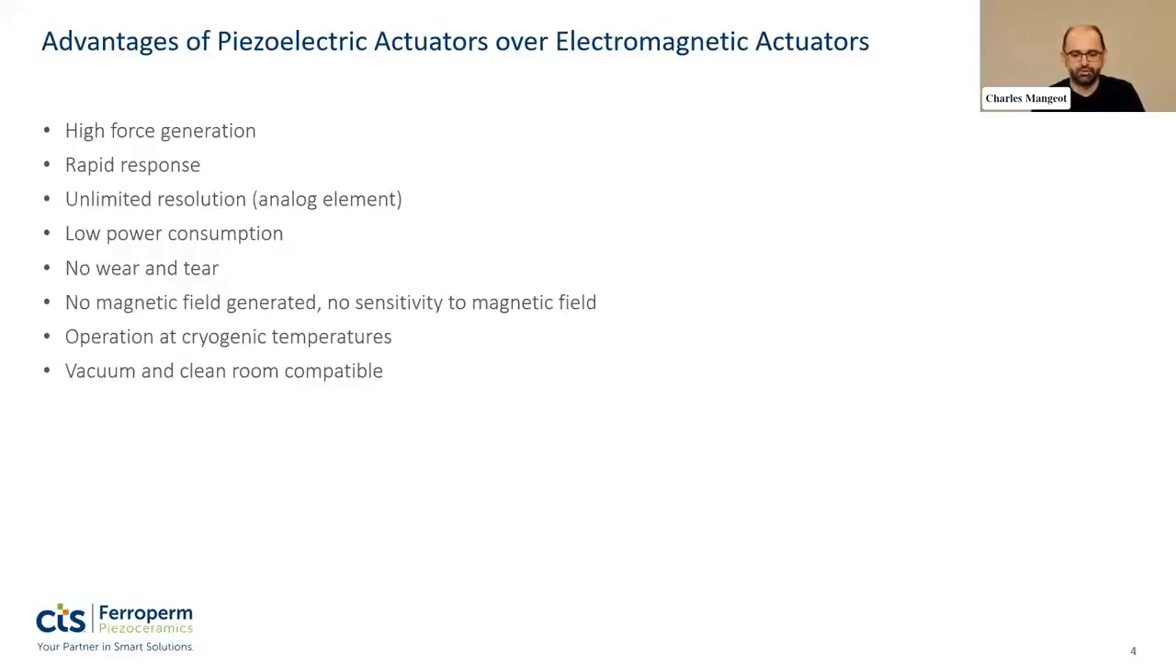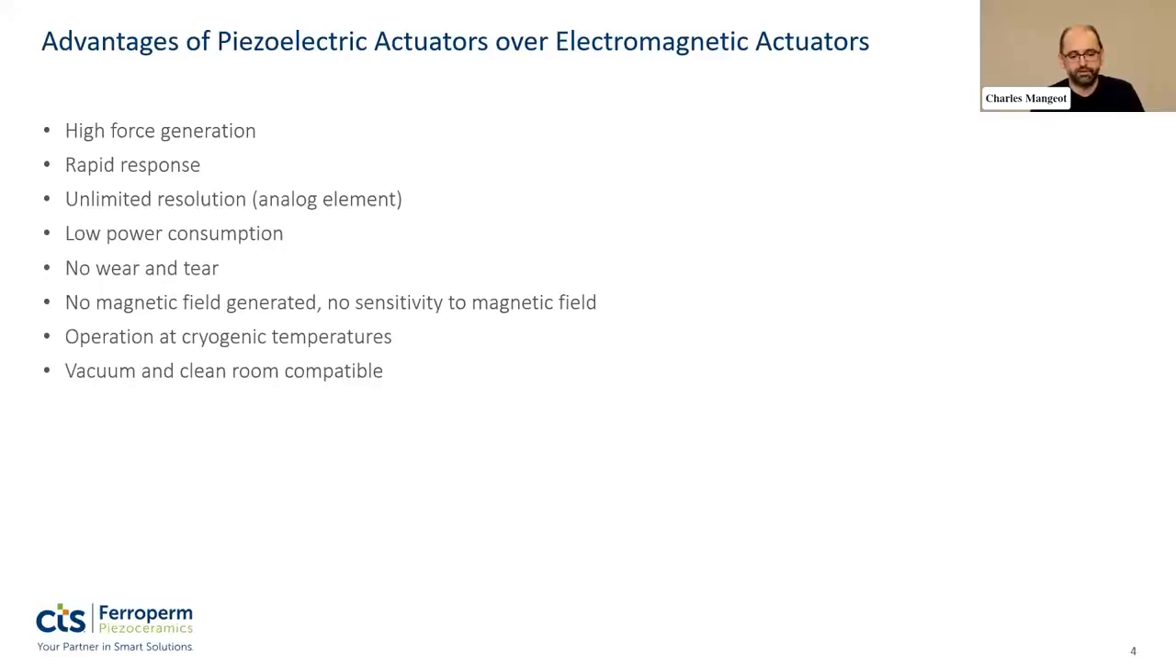So here we're going to focus on actuators. And why are piezoelectric actuators interesting to the industry? Well, they are appreciated for the high force generation. We have a system that is very stiff, and I will come back to that. And that can provide a very fast response. So whenever there is a fast motion required, then very often a piezo actuator will provide a better solution.